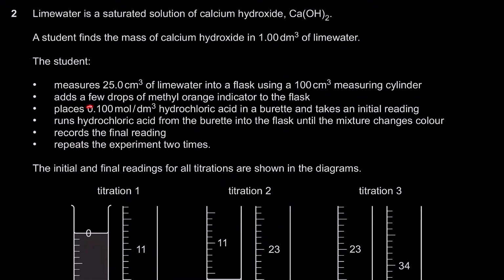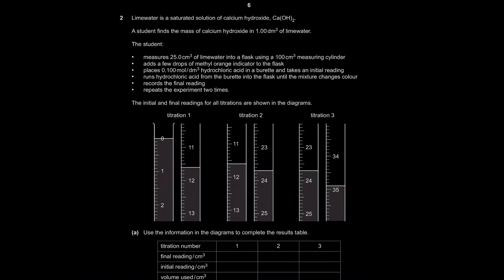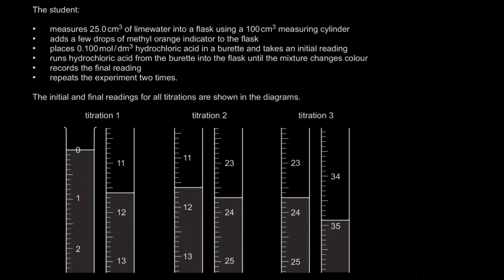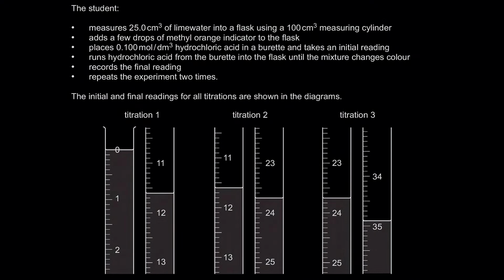Oh well. Adds a few drops of methyl orange indicator to the flask. That's nothing new. Places 0.1 mole per decimeter cube of hydrochloric acid in a burette and takes the initial reading. So he has a flask with lime water and the indicator. The solution is at 25 centimeter cube volume and the burette has hydrochloric acid. Sorry for my poor drawing. And he titrates it.